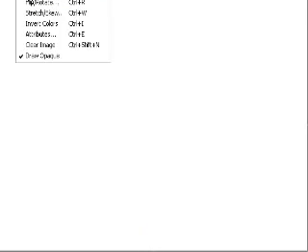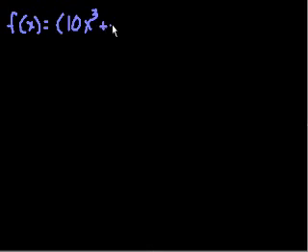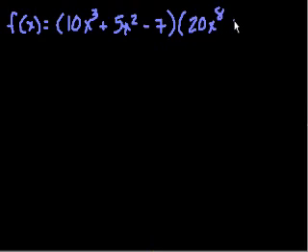Clear image. Change the colors, and I'm back in business. Okay, so let me think of a good problem. Actually, well, let me do another one like this, and then I'll actually introduce ones that maybe use the product rule and the chain rule. So let's say that f of x is equal to 10x to the 3rd plus 5x squared, that's an x, minus 7 times 20x to the 8th minus 7.